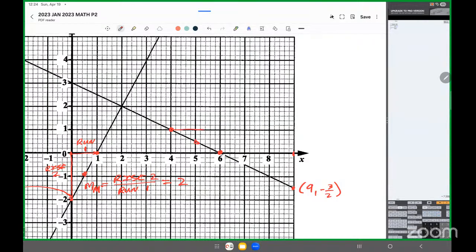You can do the run first, it doesn't matter. The run is 2 units. And the rise is -1, we go down. So it's rise -1, run 2. You could do the rise first, -1, and then run 2. Same thing. It doesn't matter which one they put first. I know you put the rise over run for the gradient. So the rise is -1 and the run is 2.